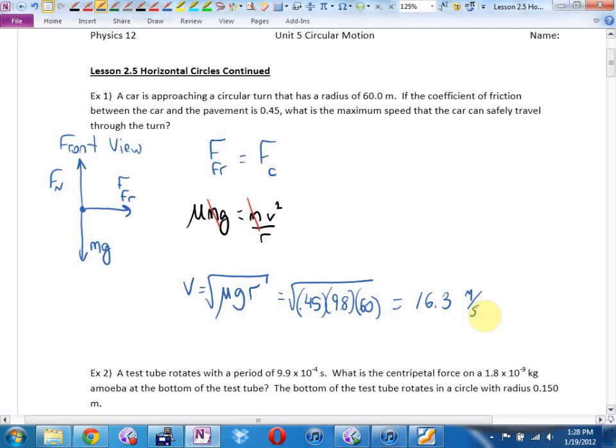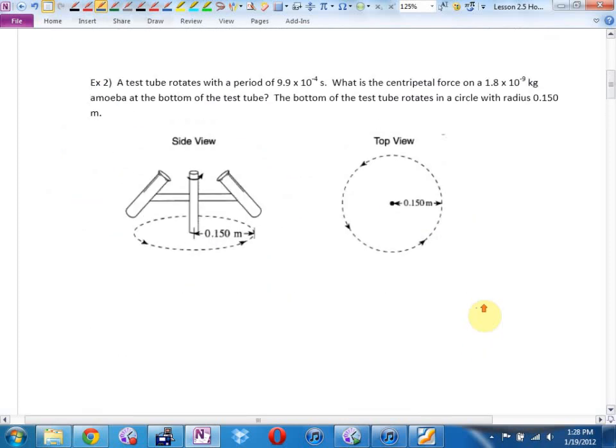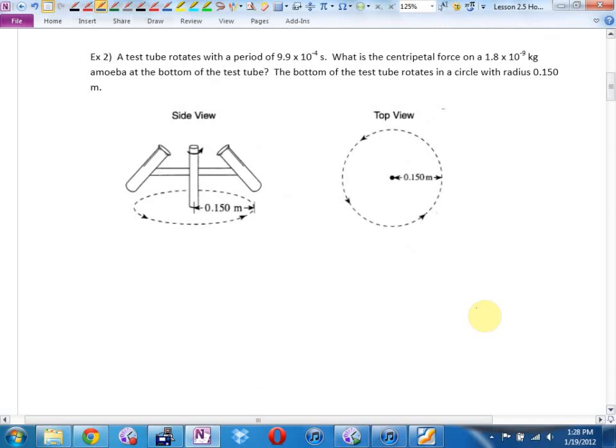Example two. A test tube rotates with a period of 9.9 times 10 to the negative 4 seconds. What's the centripetal force on a 1.8 times 10 to the negative 9 kilogram amoeba at the bottom of the test tube? The bottom of the test tube rotates in a circle with radius 0.15 meters. Cool. So let's suppose the test tube is right there.